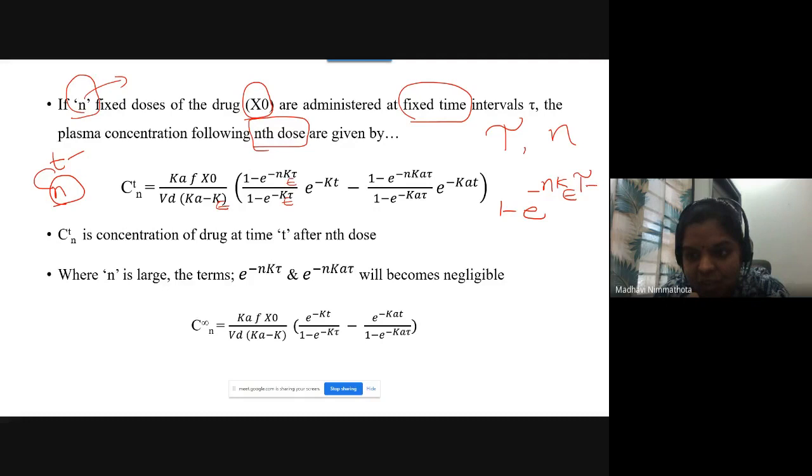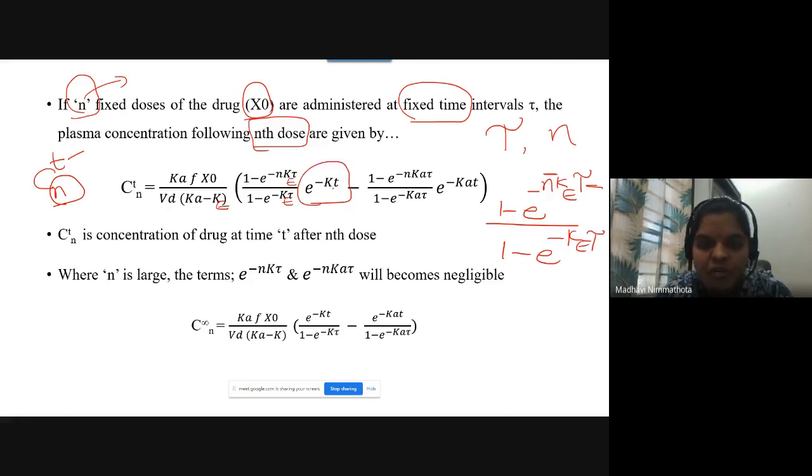These are fixed time intervals and these are fixed doses. So that's why n Ke tau divides with 1 minus e to the power of minus Ke tau. Simple. Which multiplies with the same e to the power of minus Ke t. This is all about your elimination rate constant. And in the same manner, you can apply it with your absorption rate constant. Instead of Ke, here Ka comes.